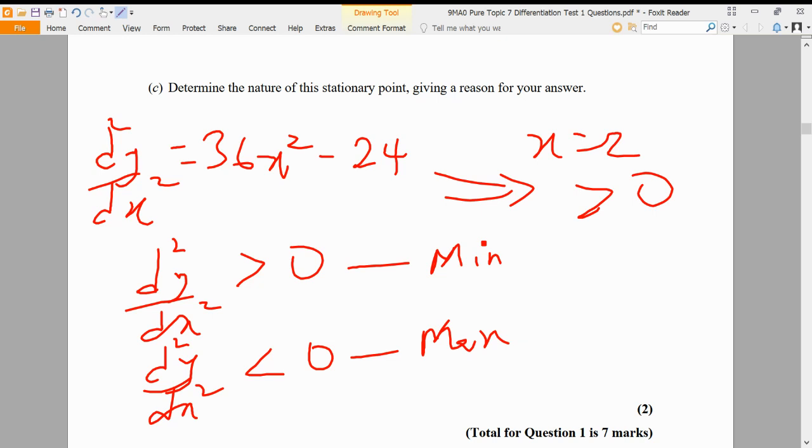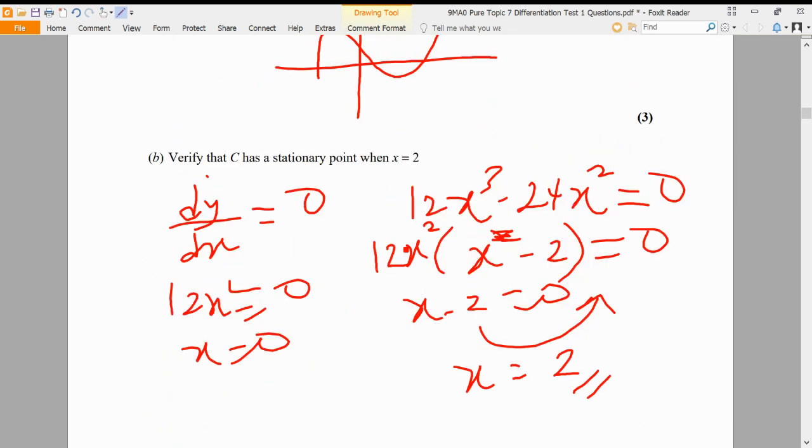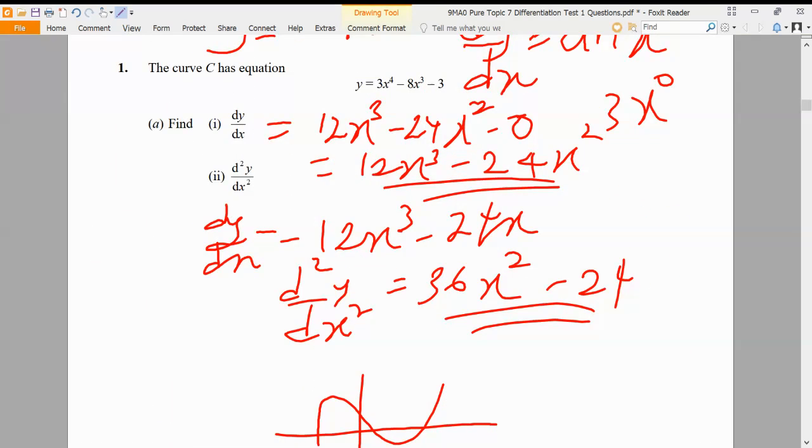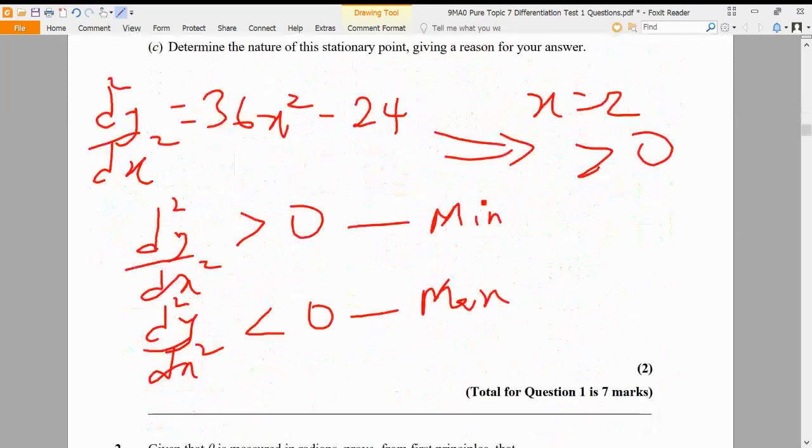But if you want to state this, you can also find the stationary point value. Since it is a minimum, you find the minimum value by substituting the 2 in your original equation. So in your original equation, it says y equals 3x raised to the power 4 minus 8x raised to the power 3 minus 3. By the time you substitute that, you will get it in coordinate form. So you have coordinate 2, comma, whatever answer you get there, let me say A. You can do that calculation and then you tell us what it is.